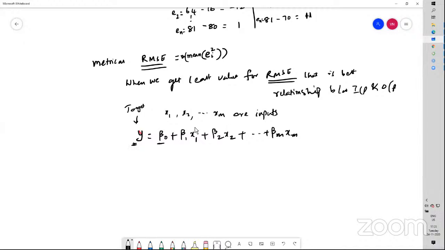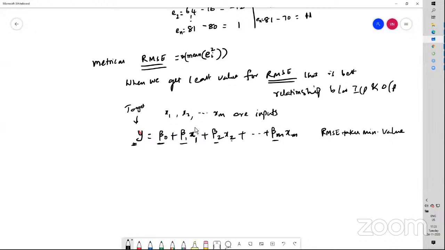Now, here, how many unknowns do we have? This is the intercept, beta naught. This is the coefficient, which is the slope for the variable x1. This is the coefficient for x2, the slope for x2. And this is the coefficient for xm, the slope for the variable xm. So now we need to find out the best values for beta naught, beta 1, beta 2, up to beta m, where the RMSE takes the minimum possible value.